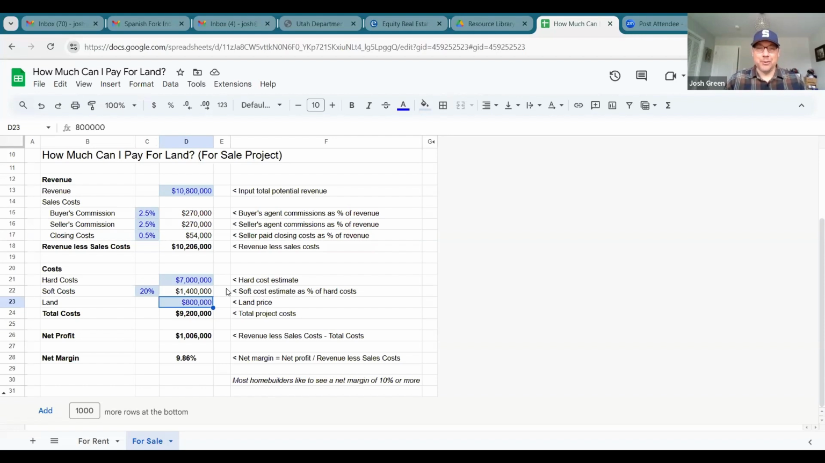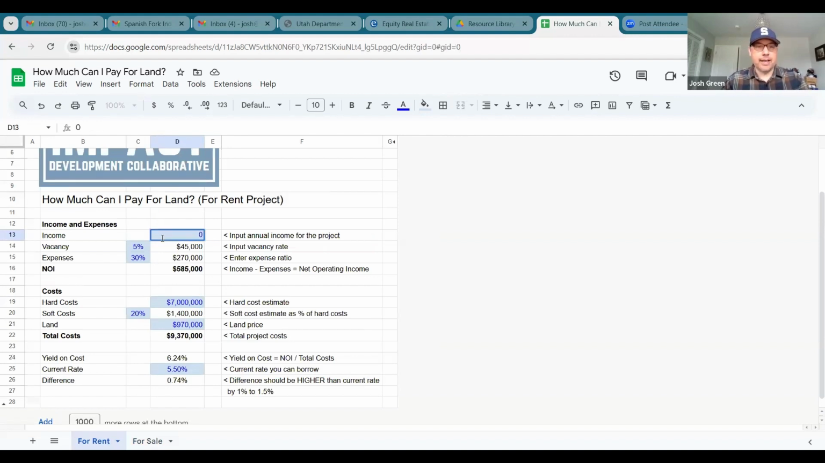Everyone needs to make money on the deal, right? The seller needs to make money. The agents that are selling it need to make money. You as the developer need to make money. And so there's got to be a little bit of give and take to make a deal happen. But anyway, I hope this is helpful. We can do the same thing for rent.